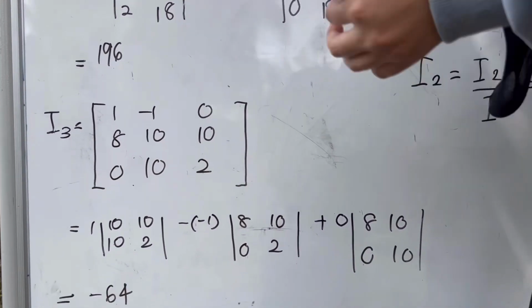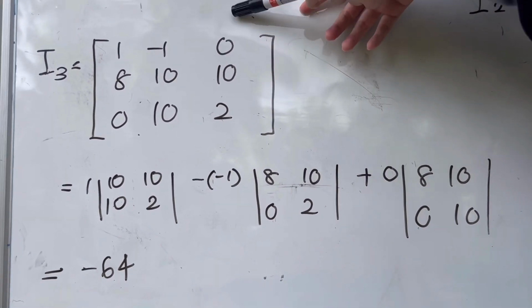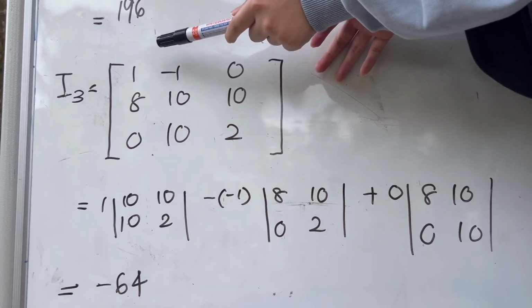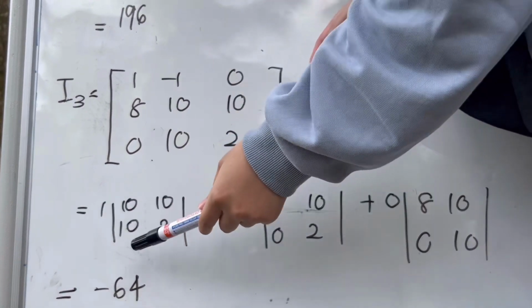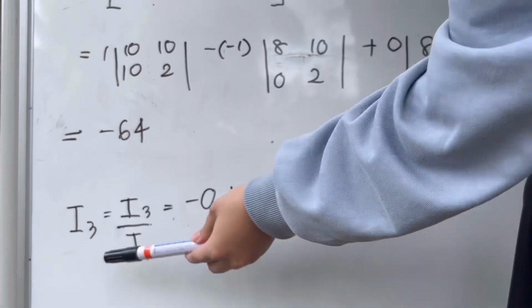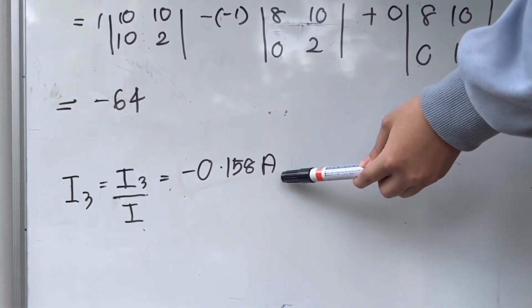So for I3, replace with the equation column in the z column, which is this one, and x and y do the same thing and multiply it and you get negative 64. And for I3, divide by the determinant, and you will get this answer.